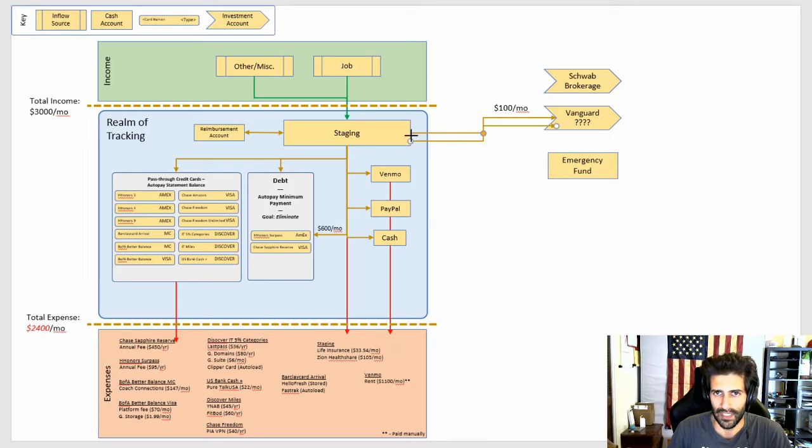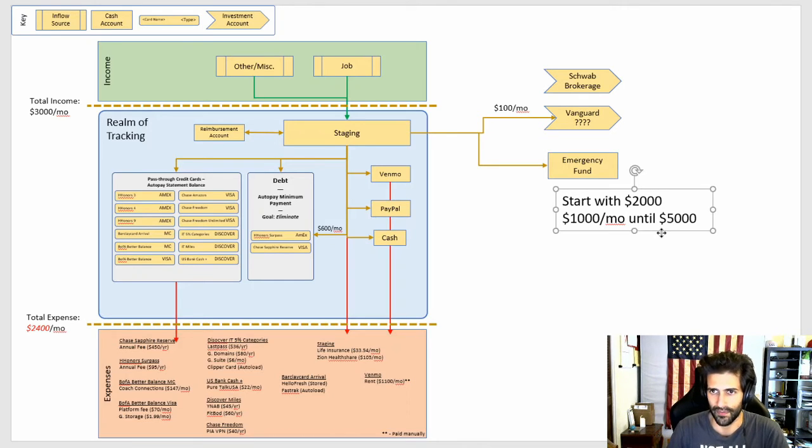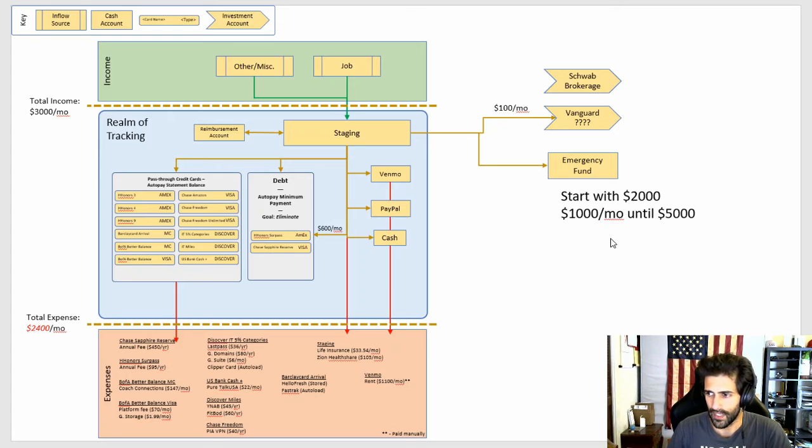And once I get it set up, let's start with $2,000. And then I'm going to work my way up to $5,000. So $1,000 per month until $5,000. And that's how we're going to fund the emergency fund. All right, so that's about it.